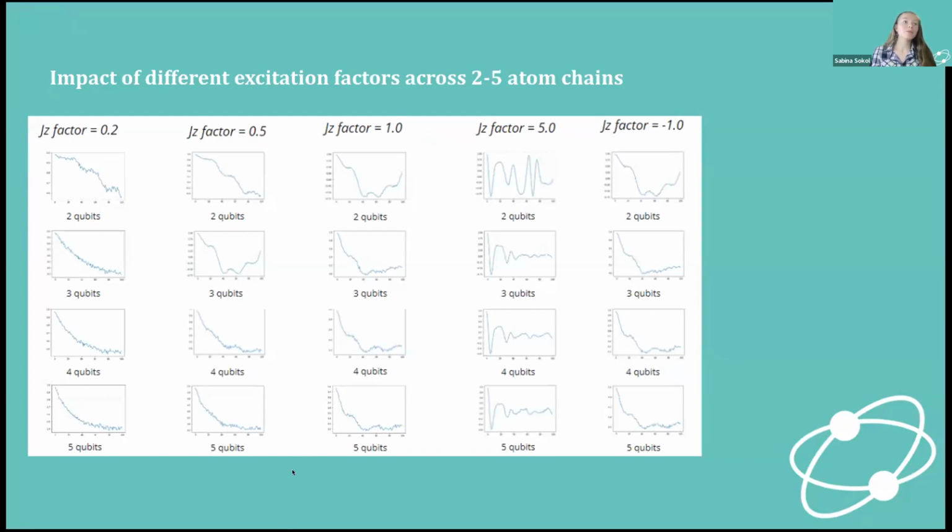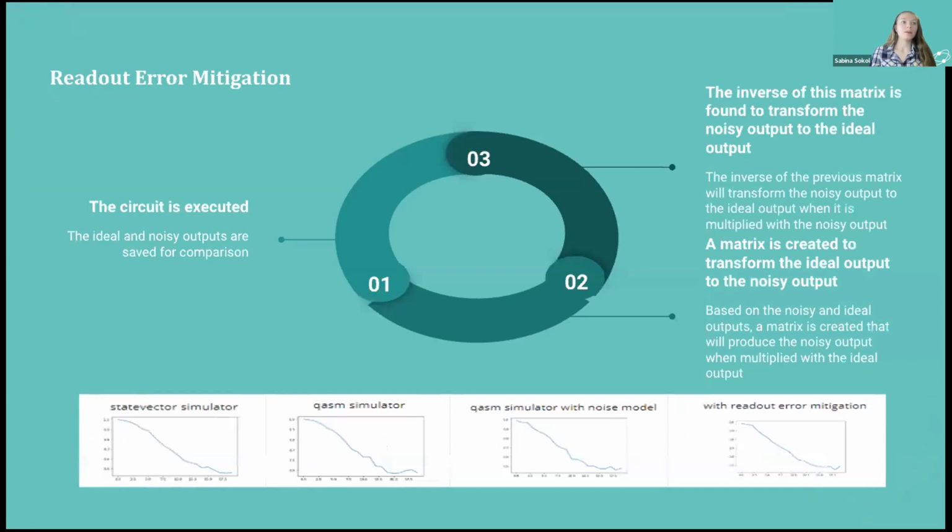And finally, we want to explore how we can implement different techniques to mitigate the noise in our system. And one of the major manifestations of noise is a measurement readout error, where noise causes an output to be perturbed before it can be returned to the user. To combat noise, readout error mitigation can be applied. The ideal output of the circuit, which is calculated using a classical computer, is compared to the noisy output, which is calculated using a quantum computer.